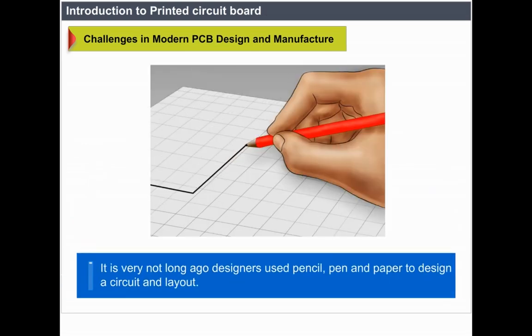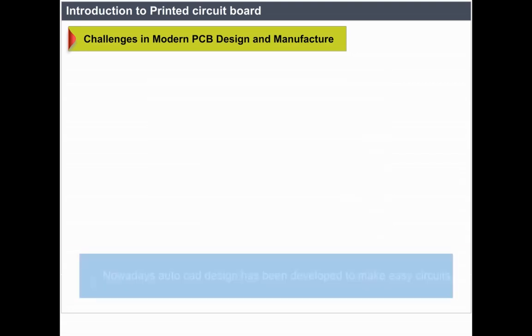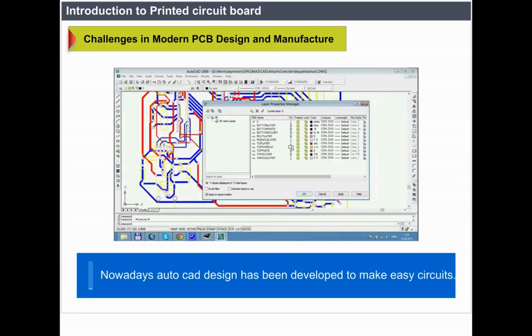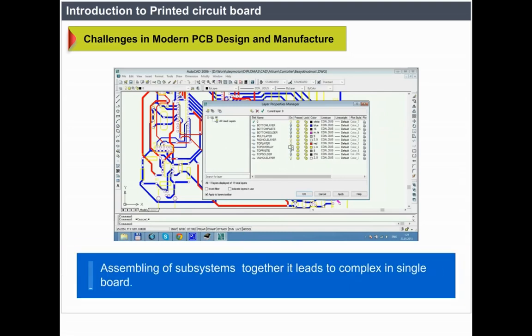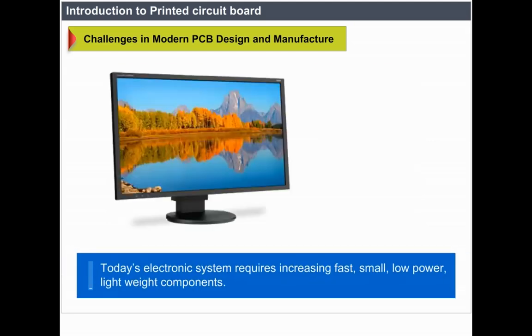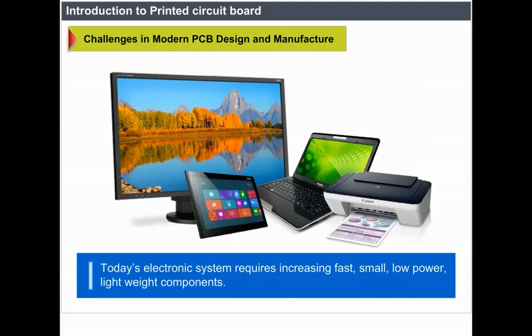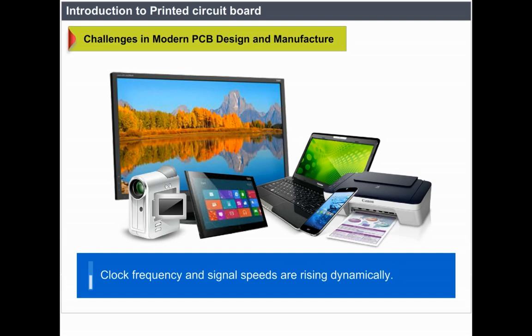Not long ago, designers used pencil, pen, and paper to design a circuit and layout. Nowadays, AutoCAD design tools were developed to make circuits easy. When subsystems are assembled together, it leads to complexity in a single board. Today's electronic systems require increasingly fast, small, low power, lightweight components. Clock frequency and signal speeds are rising dramatically. It leads designers to use AutoCAD and EDA tools.